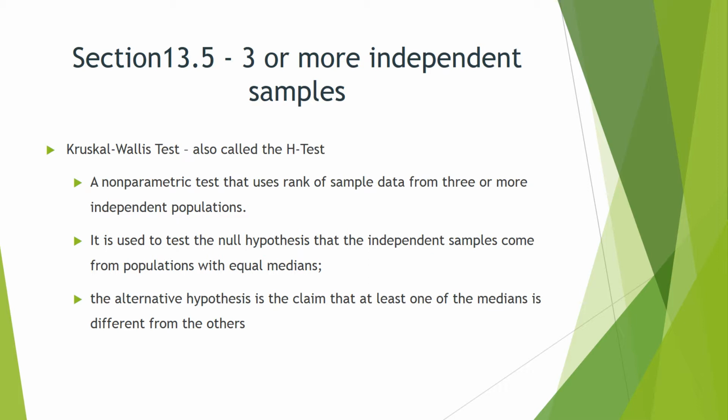We have 3 or more independent samples. Then remember the ANOVA test was the parametric version, and the non-parametric version is known as the Kruskal-Wallis test. It's also called the H test, and you're going to see our test statistic is an H. It's a non-parametric test that uses the rank of sample data from 3 or more independent populations.